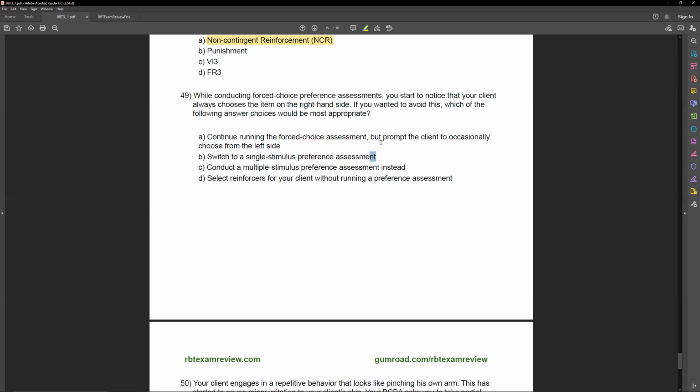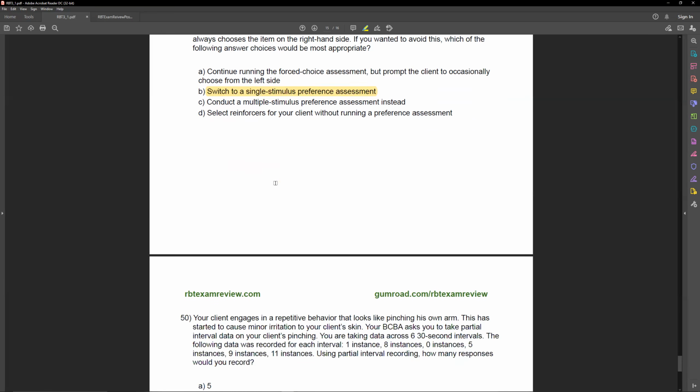So the best way to get good at this exam, okay, other than being fluent in terms and definitions, is you can explain why answer choices are wrong. Not only why they're correct, but also why they're wrong, okay? Which is what you should be able to do on the exam. Again, if you are confident A or B is the answer, you still want to check C and D because you're still looking for the best answer, okay? And the best answer here is B, switch to a single stimulus preference assessment.